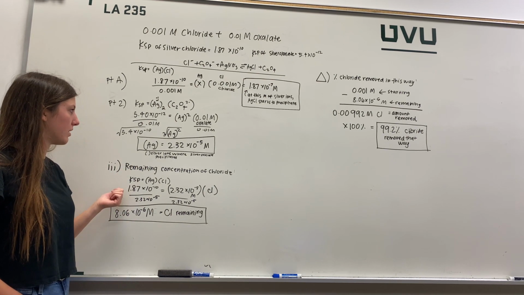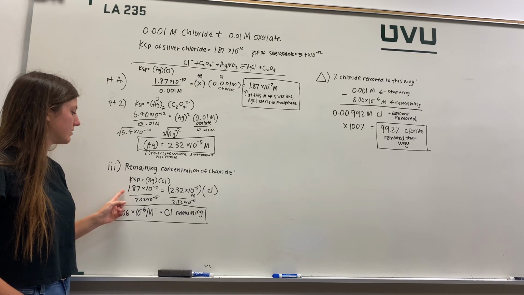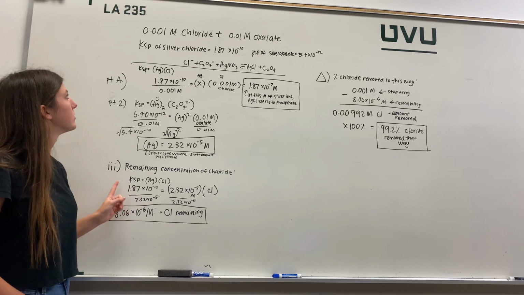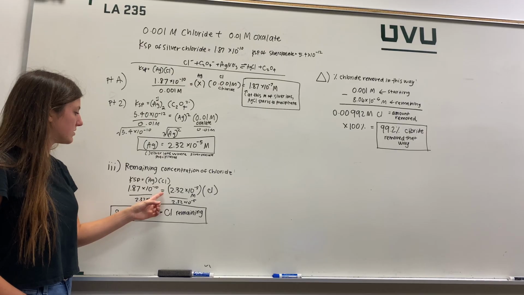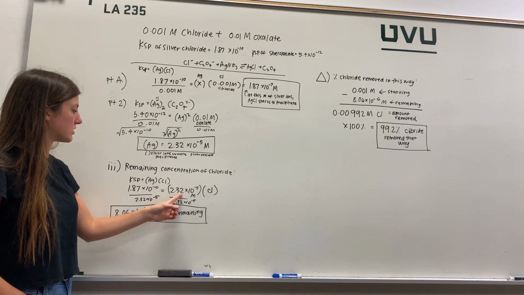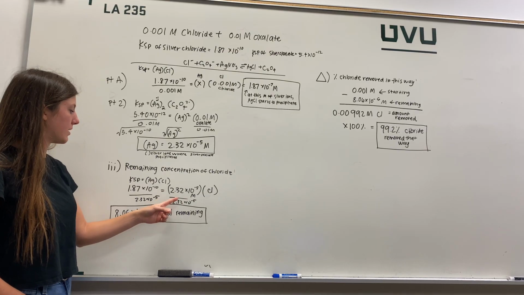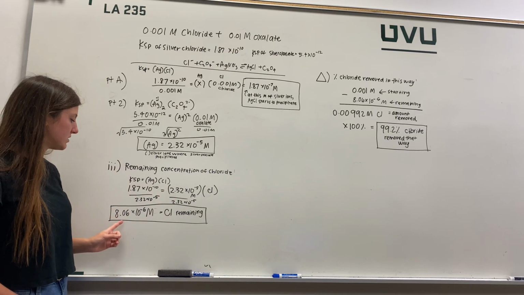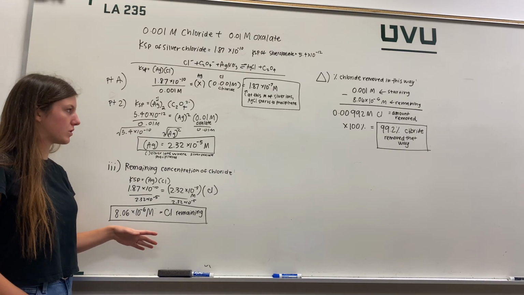So to find the remaining concentration of chloride, you take the KSP of 1.87, the silver chloride, and then you set it equal to the concentration of the silver times the concentration of the chloride, and then you solve for that. So then you have 8.06 times 10 to the negative 6 molarity. That's the concentration of chloride remaining.